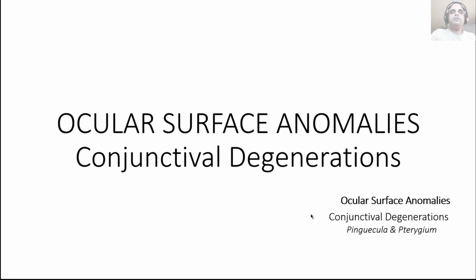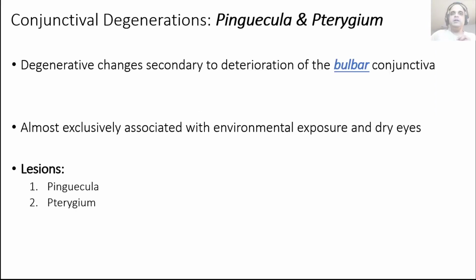So we'll start off by talking about ocular surface anomalies first, then we'll talk about lid swellings. As was shown to you before, we'll start off by talking about conjunctival degenerations, and we'll discuss two: pinguecula and pterygium. Both are degenerative changes seen secondary to deterioration of the bulbar conjunctiva. They are almost exclusively seen with environmental exposure, specifically exposure to ultraviolet light and dry eyes.